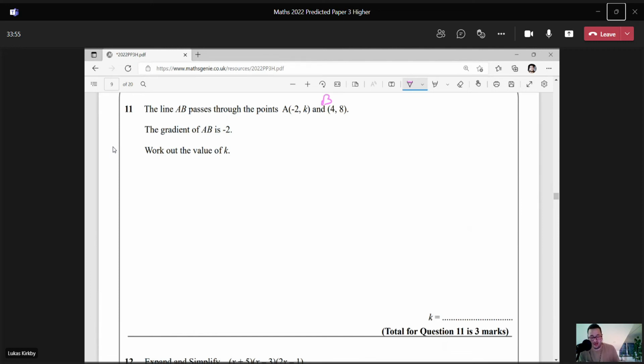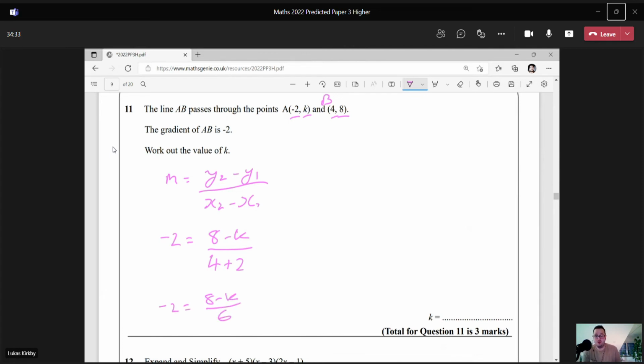Well, there's a formula for the gradient if you've got 2 points. So the gradient is y2 minus y1 over x2 minus x1. Now, we're saying that m is -2, so -2 equals, well, y2 is 8, y1 is k, so 8 minus k over x2, which is 4, minus -2, which is +2, which we can simplify to 6 in a sec. So we've got -2 equals (8 minus k) over 6.